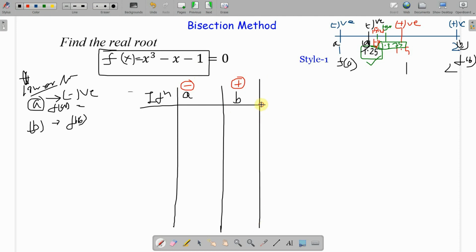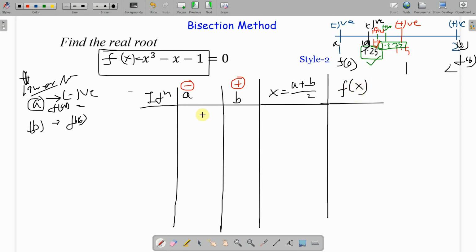Now a and b, now you will be finding the root. x equals a plus b by 2. So this style 2 is very much convenient for you, because here you will have an idea and it becomes quick, and by seeing a and b you can easily calculate the x. So I'll suggest you to go with style 2, and style 2 is a somewhat shorter process and practice this one only.